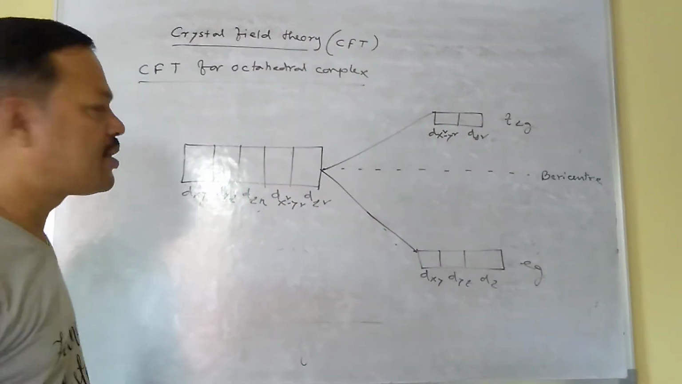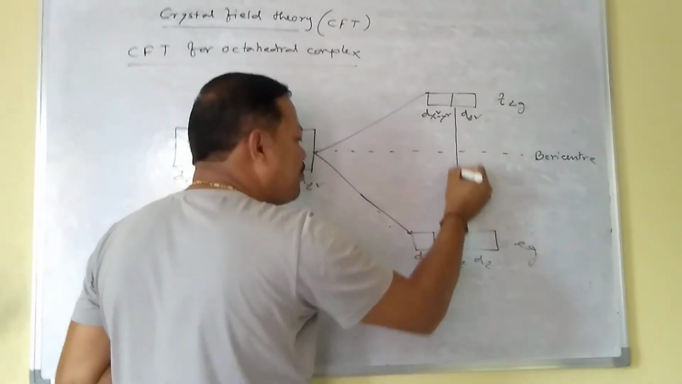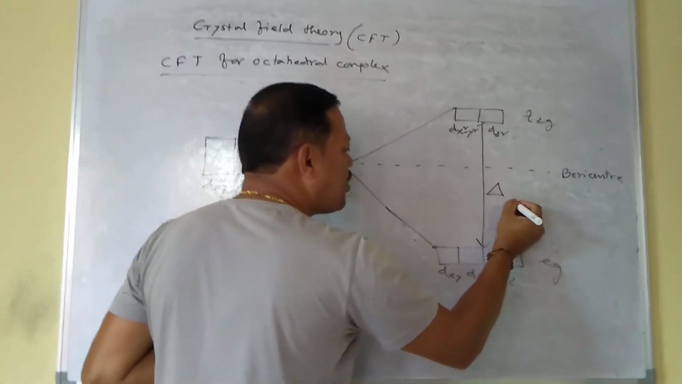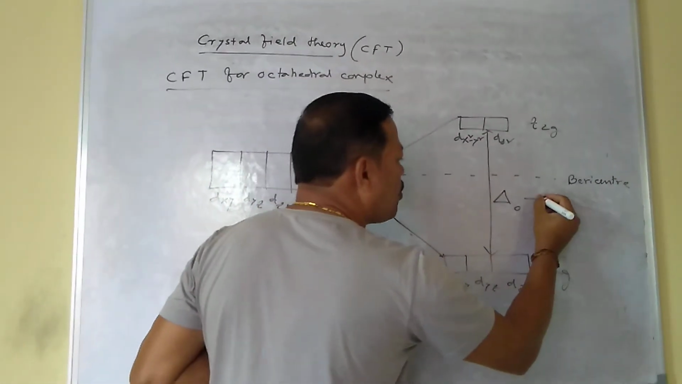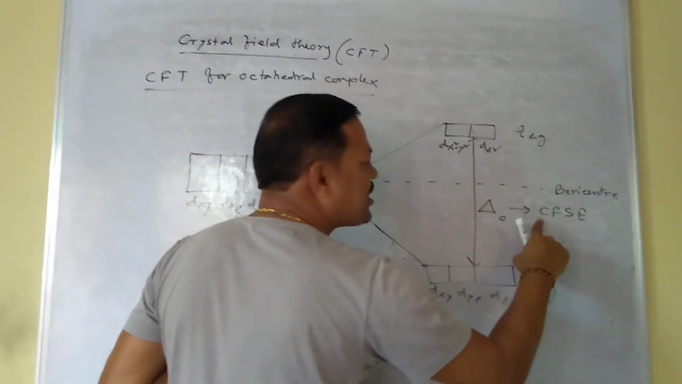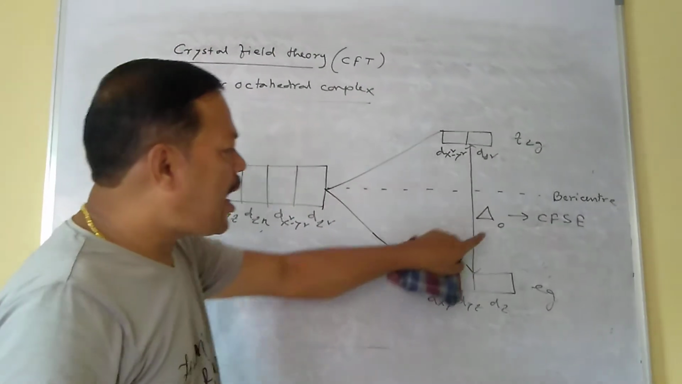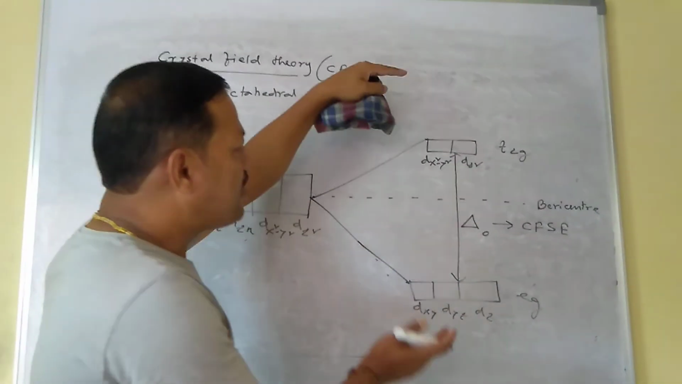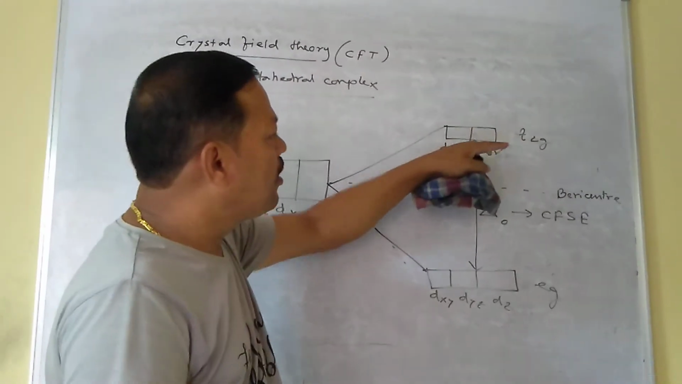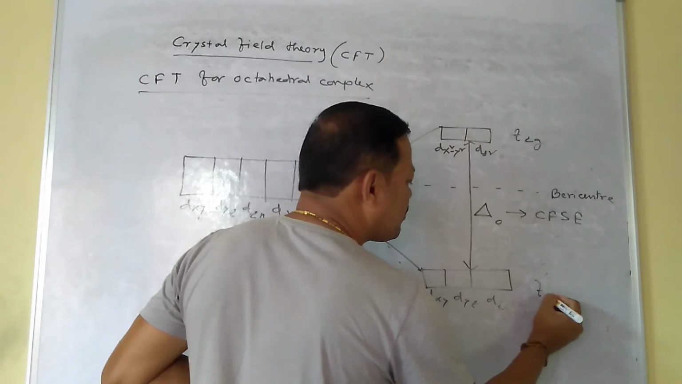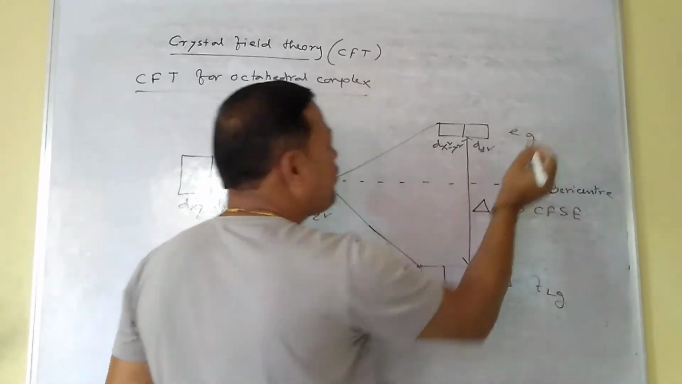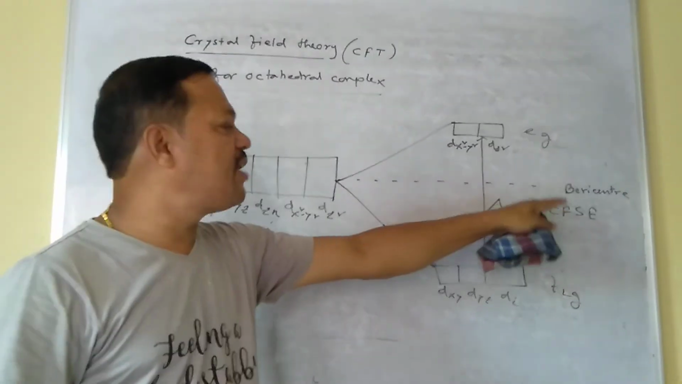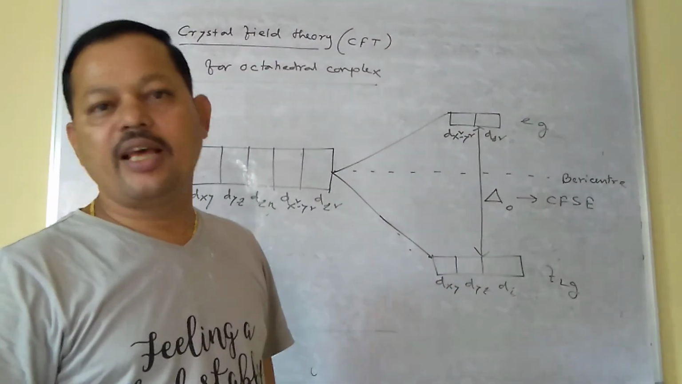The energy difference between these 2 sets of orbitals is represented by delta O, and this delta O is also called the crystal field splitting energy. Here I have written O for octahedral complex. If the complex is tetrahedral, then you have to write delta T. So the energy difference between the 2 sets of d orbitals, this is t2g, this is eg, is represented by CFSE. Thank you.